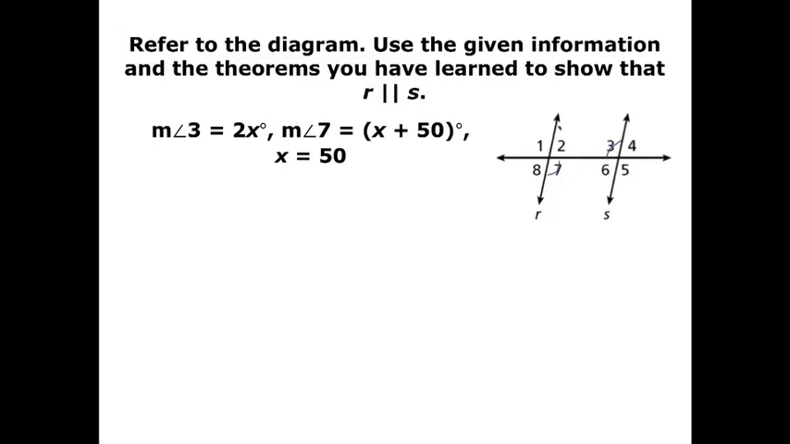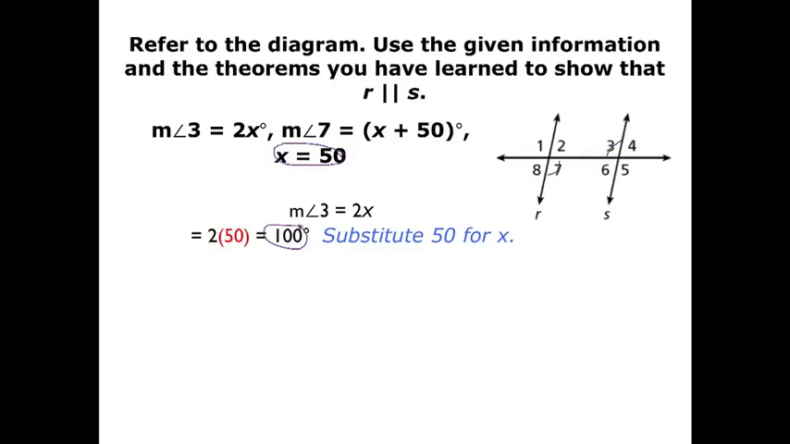For these two lines, R and S, to be parallel, the alternate interior angles have to be congruent. So I'm going to use the fact that x is 50, and I'm going to plug that in for my value of measure of angle 3, 2x, and my value of measure of angle 7, x plus 50, and see what I get. If I get the same answer for both, then they're congruent, and if they're congruent, the lines are parallel.